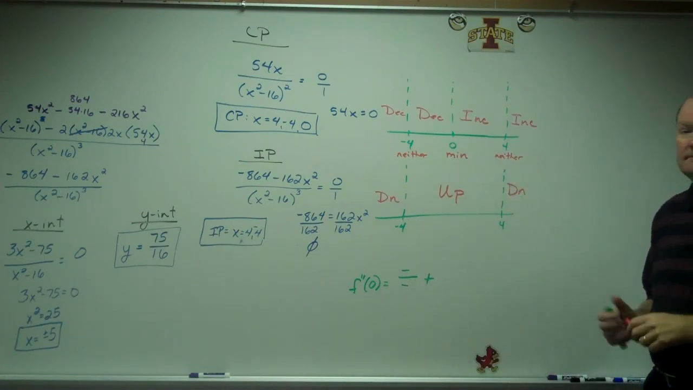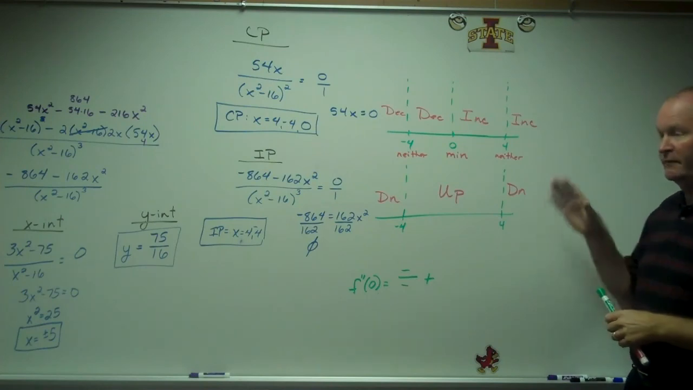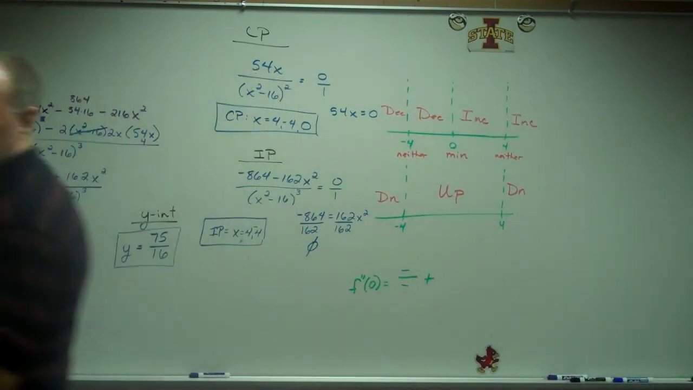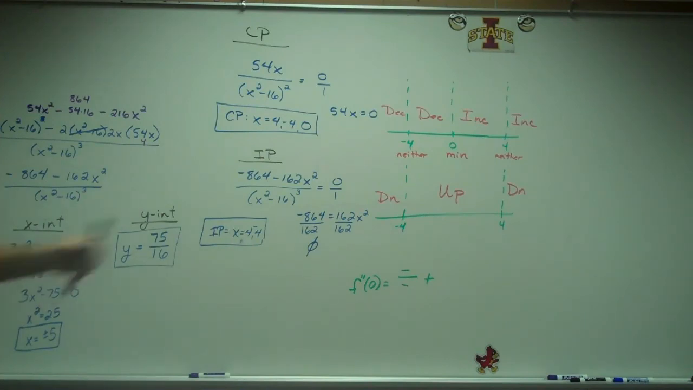So if they're neithers, they're always going to have the same things, right? If you're not a fractional exponent. Yep. How did you know negative 4 and 4 were neithers? Because they were IPs.